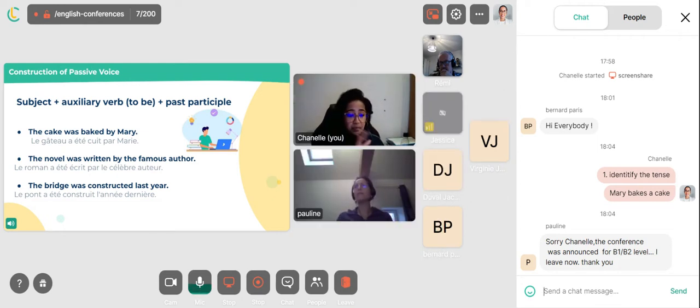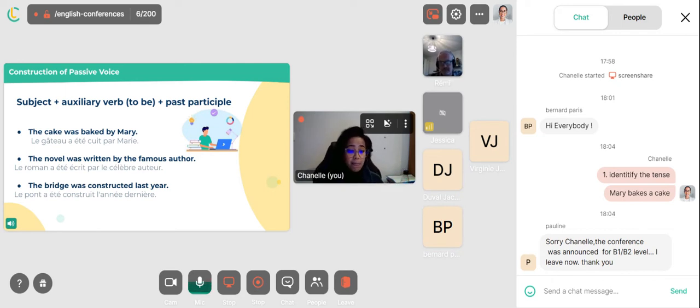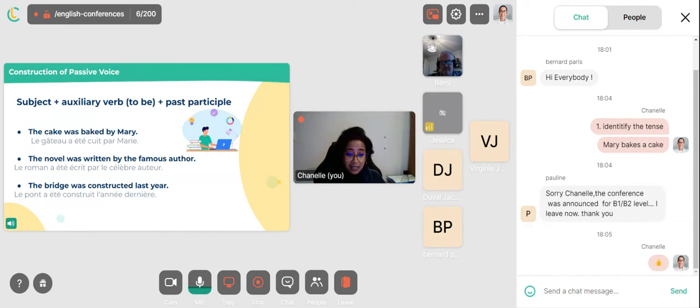So, when we are talking about Mary bakes a cake, that is the active voice. Why is it the active voice? It's the active voice because Mary is doing the action. It's Mary who bakes. Now I need to change this sentence into the passive voice. So the first thing I do, as I said, is identify the tense. The tense is present. So I know that my auxiliary verb needs to be in the present. Très bien. So that's the first step. The second step, I need to look at my verb, bakes, and find the participe passé, the past participle for my verb. So bakes is présent. The past participle is baked.